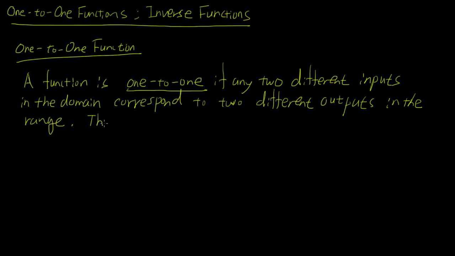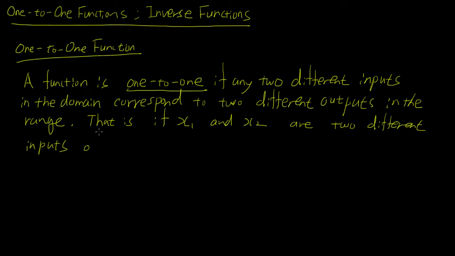That is, if x1 and x2 are two different inputs of a function f, then f of x1, that's supposed to be subscript, is not equal to f of x2.